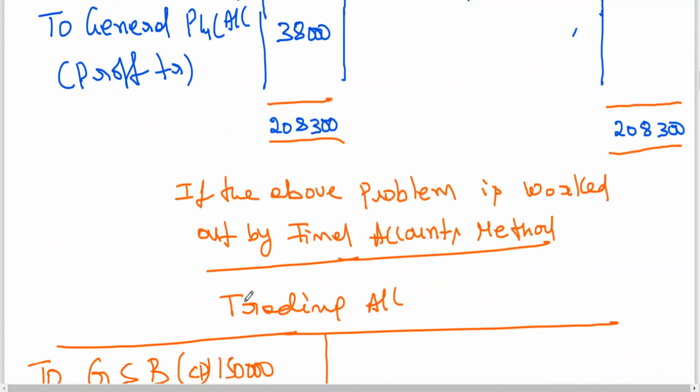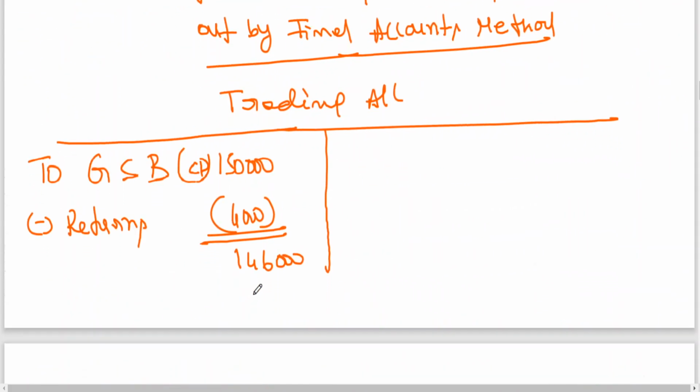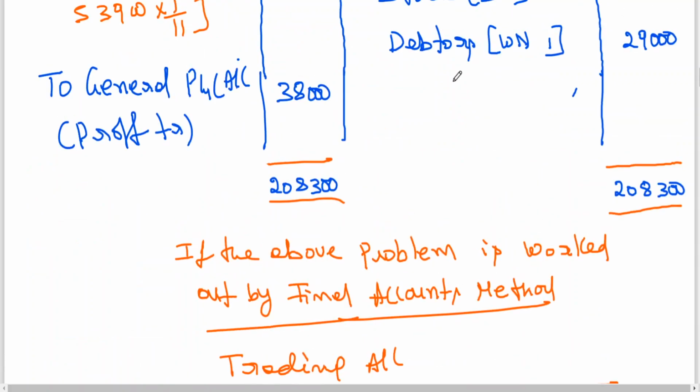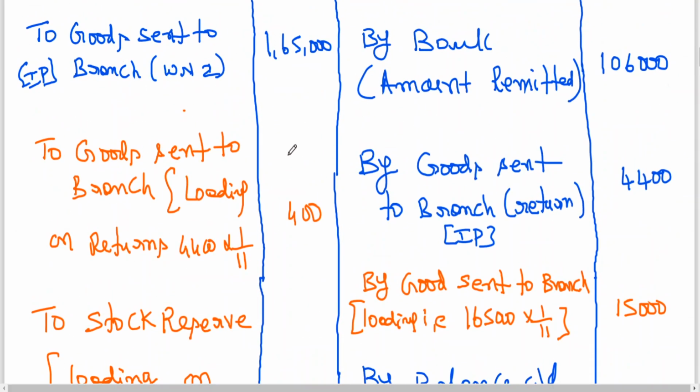This is goods sent to branch at cost price. Returns also are at cost price. Even when you're doing this, you can do it like this. Instead of writing loading separately, for goods sent to branch you can take 165 minus 4,400, and on that, 1 by 11, directly you can calculate. Is this clear?